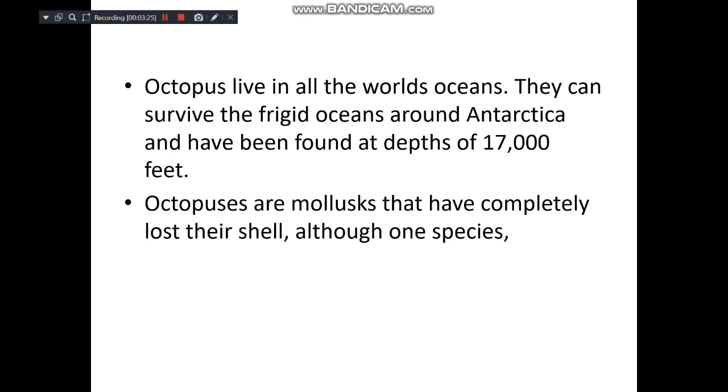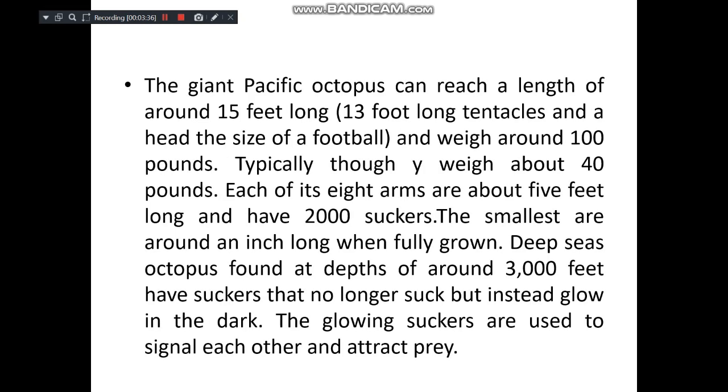Octopuses are molluscs that have completely lost their shell. There is no shell at all, except for one species, the one species having the shell.